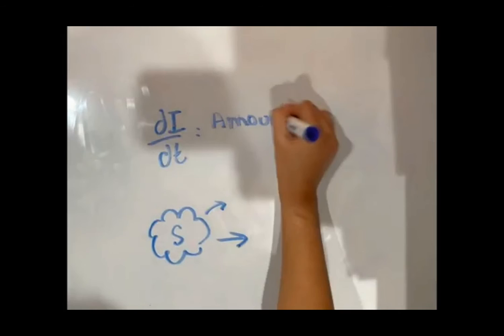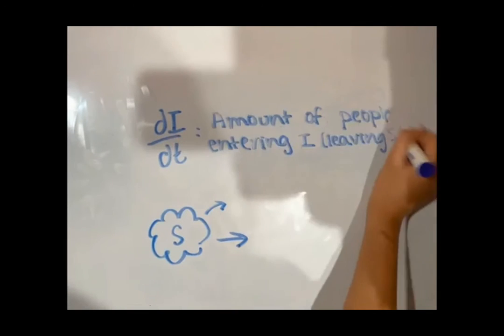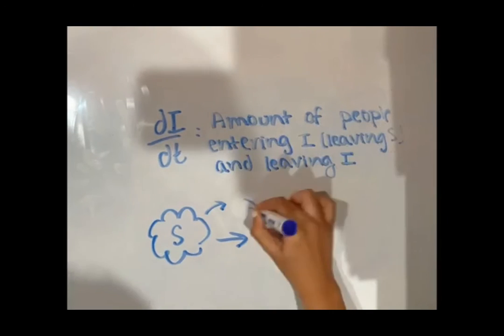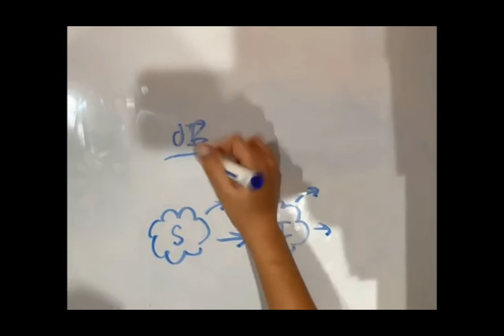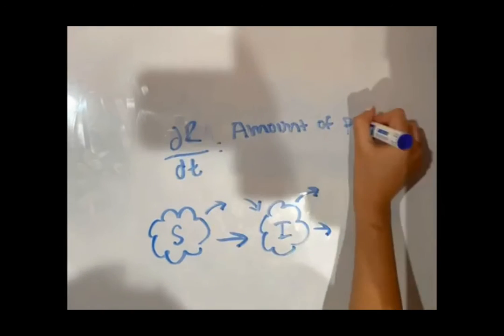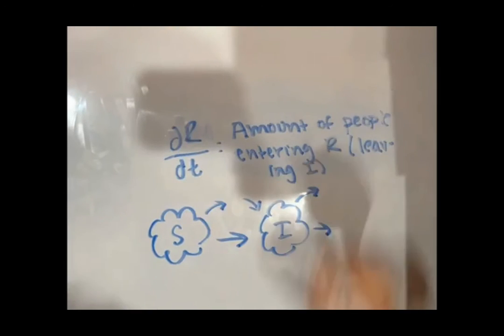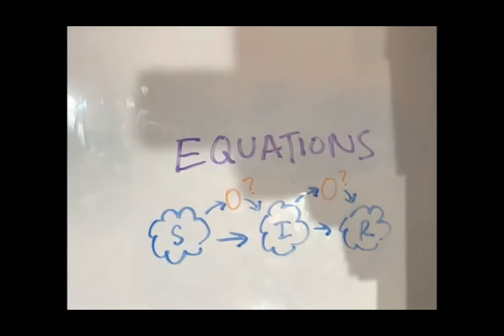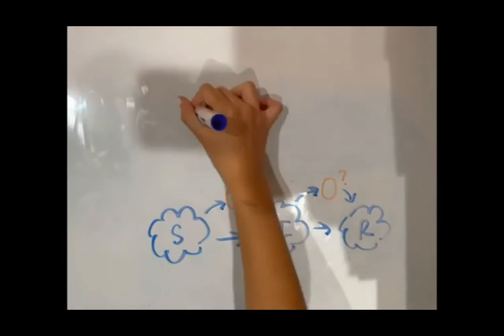dI/dt is the rate of change of infected individuals, or the amount of people entering I and leaving S and leaving I. And dR/dt is the rate of change of recovered individuals, or the amount of people entering R and leaving I. Now, as you can see, we have some holes in our chart, and we're going to fill in those holes with equations that show how people move from one group to the other.